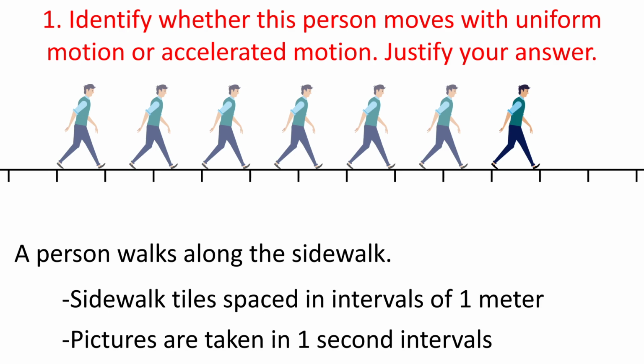The way you can tell that the person is moving with uniform motion or accelerated motion is that uniform motion means constant velocity. And as the person is walking, we notice that in equal intervals of time, 1 second intervals, the person travels equal intervals of distance. This means uniform motion. The motion is constant and uniform. The intervals between each time are equal in distance and time. This is uniform motion. We'll talk about accelerated motion next week.